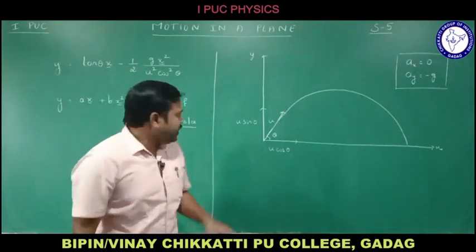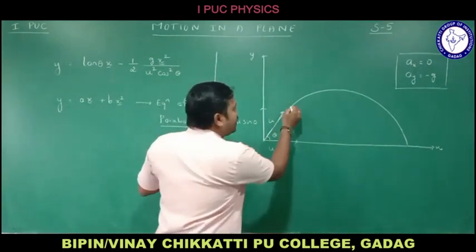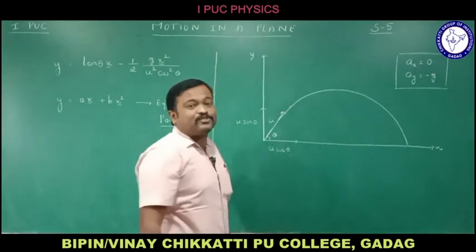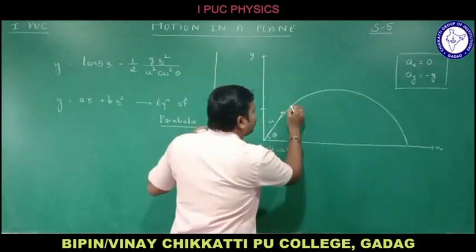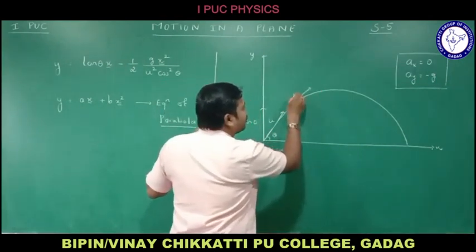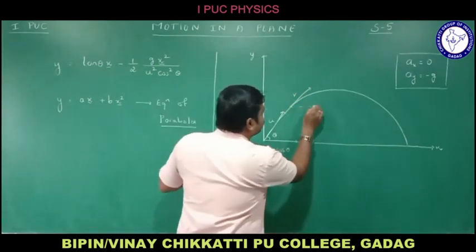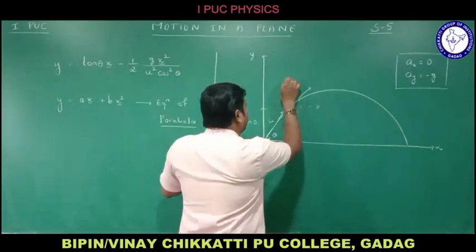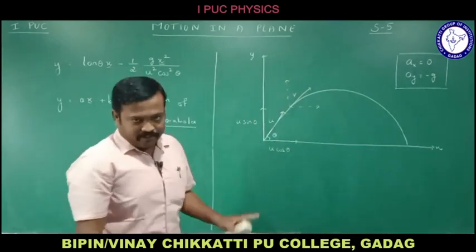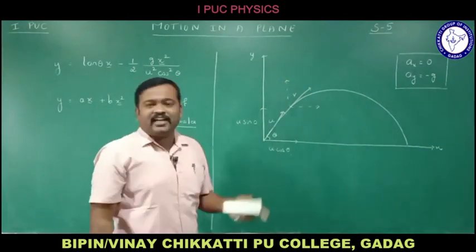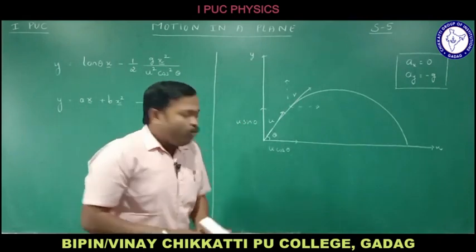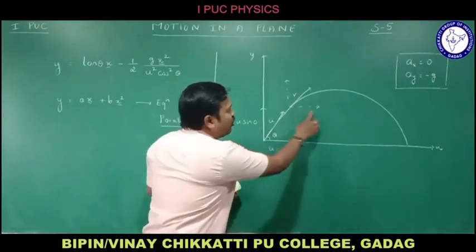Okay, next, let me take this point. If I want to find its velocity, let me call the velocity V, which is tangential. Shall I split it now? I'll split this velocity along the horizontal and along the vertical, that is along the x-axis and along the y-axis. Come on, tell me, what will be the velocity along the x-axis?